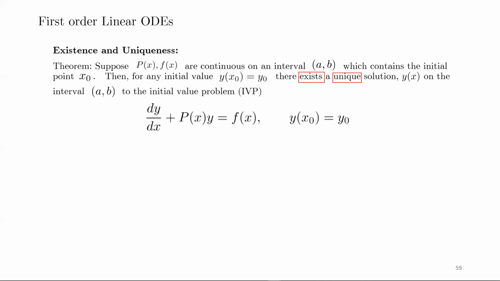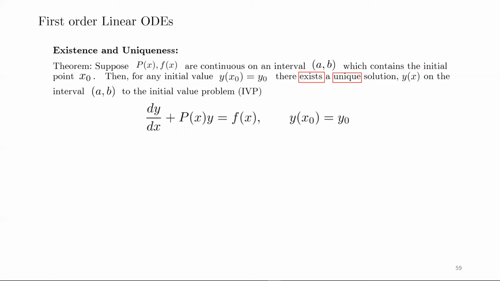So if we have this first order linear ODE, dy by dx plus p of x times y equals f of x, if p of x and f of x are continuous on some interval a to b, where a and b are just some numbers, and on this interval we have the initial point x0, then for any initial value when x equals x0 and y equals y0, there exists a unique solution, which we're going to write as y of x, on this interval a to b to the initial value problem, the first order linear ODE and the initial condition.